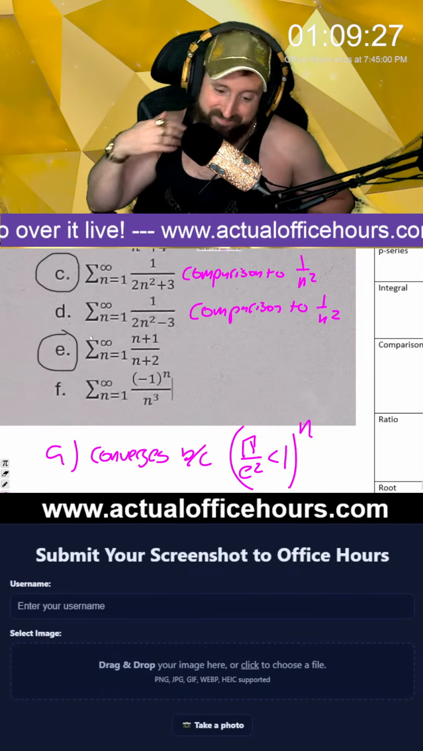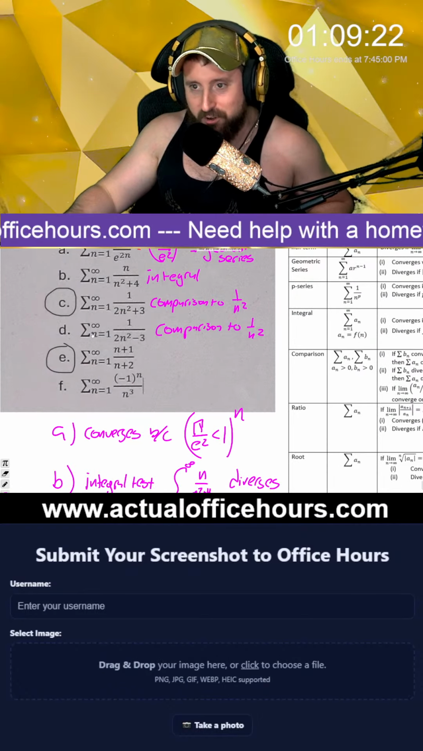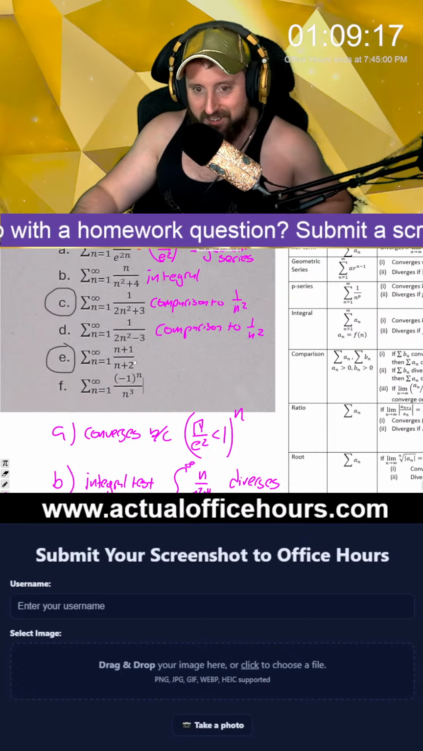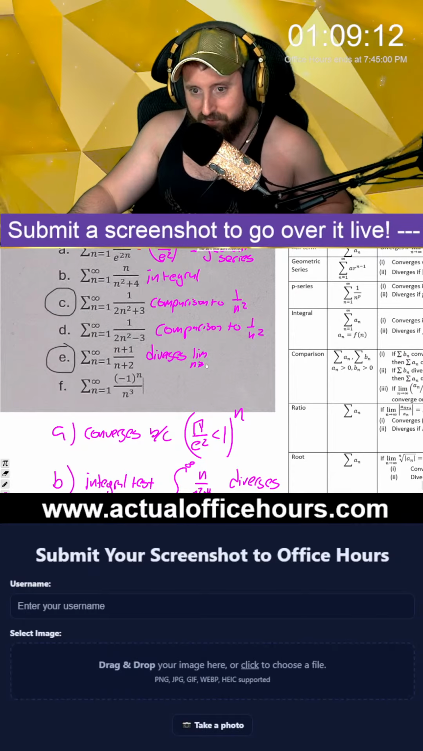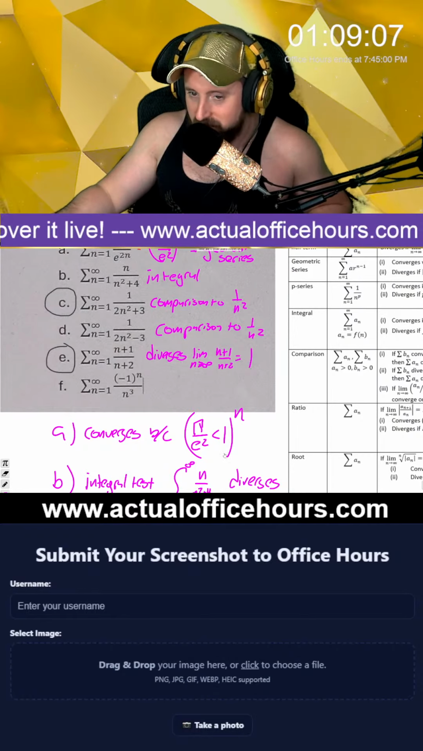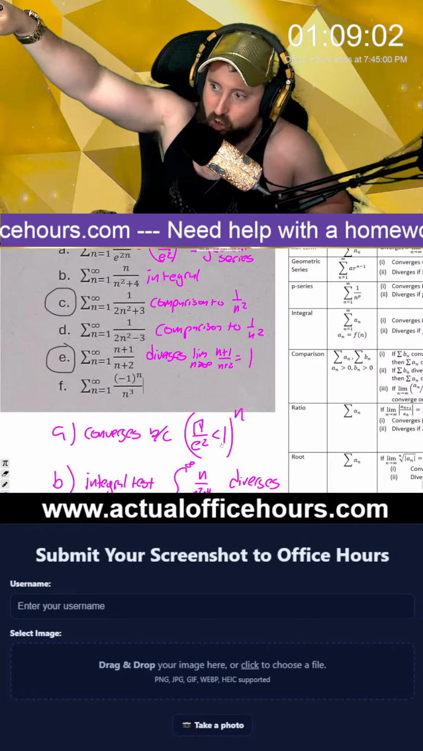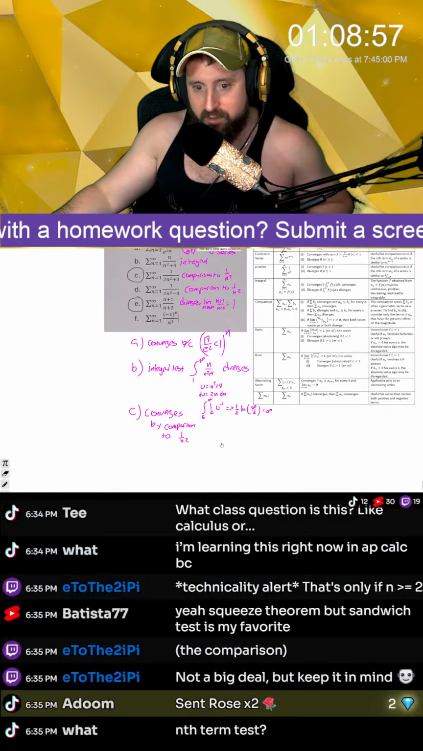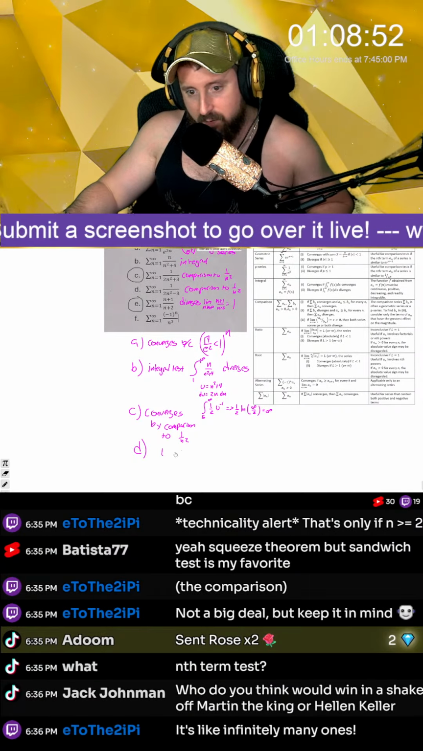This one, well, this diverges by the limit test, because the limit of this does not approach 0. So this just diverges because the limit as n approaches infinity of n plus 1 over n plus 2 just equals 1. And in order for a series to converge, the last term, the term at n equals infinity, has to go to 0. Yeah, nth term test. I think that's a great way to say that. Yeah, cool. So D is ditto.